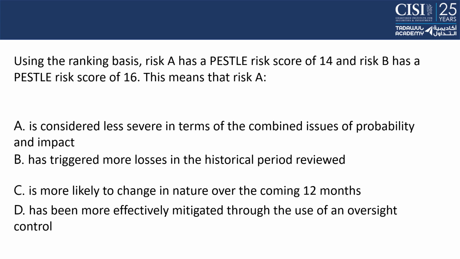Using the ranking basis, risk A has a PESTLE risk score of 14 and risk B has a PESTLE risk score of 16. This means that risk A is considered less severe in terms of the combined issues of probability and impact. Risk A has triggered more losses in the historical period reviewed. Risk A is more likely to change in nature over the coming 12 months. Risk A has been more effectively mitigated through the use of an oversight control.